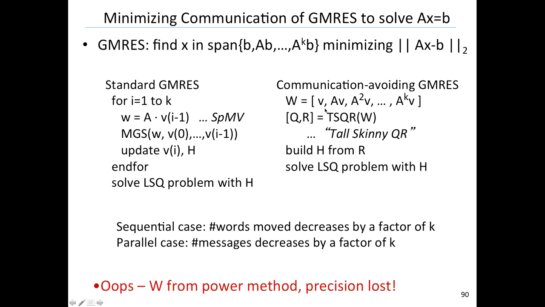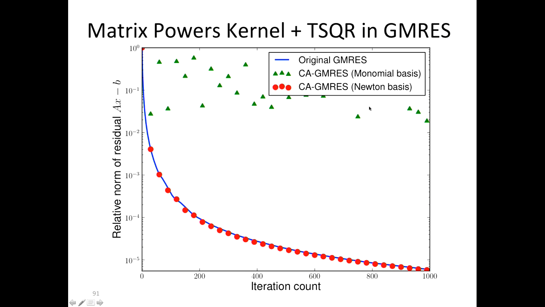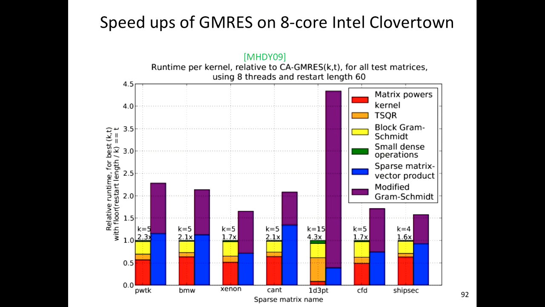I can use any polynomials I like, as long as they increase in degree. So if I'm clever and pick the right polynomials, it converges perfectly. I just have to pick the right polynomials so that those vectors maintain their numerical independence. And so everything works fine.